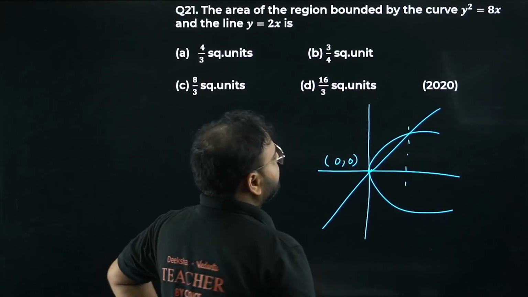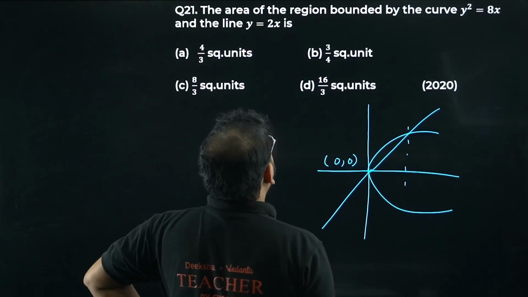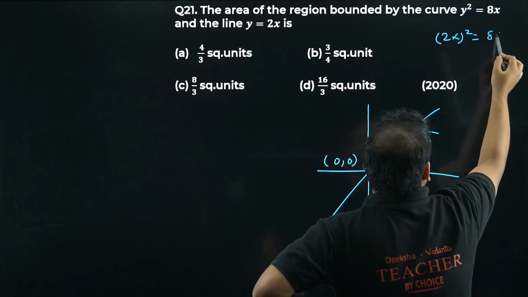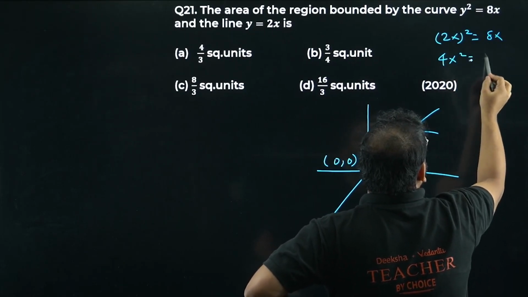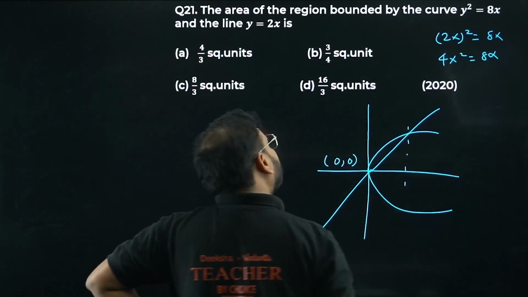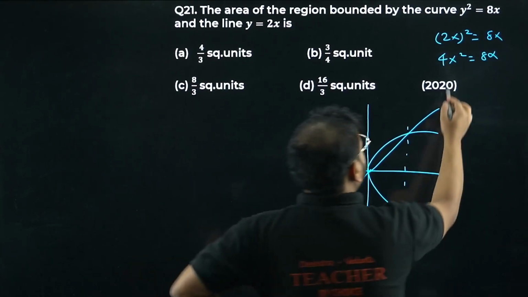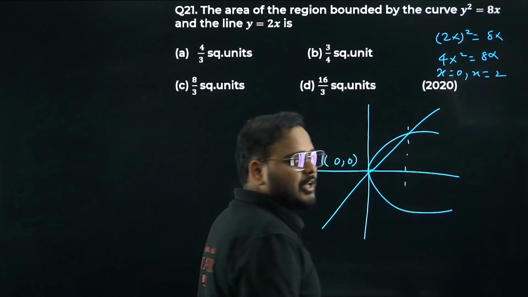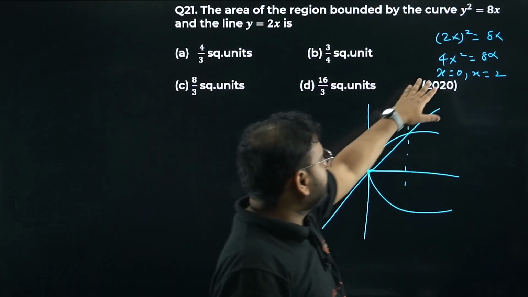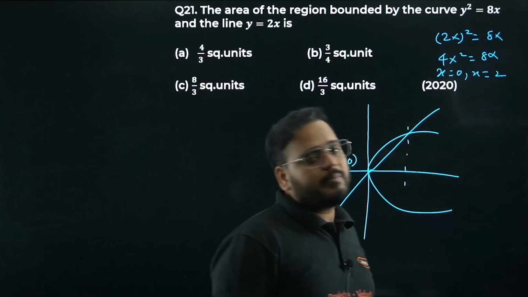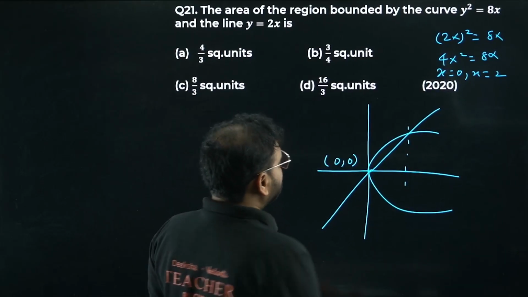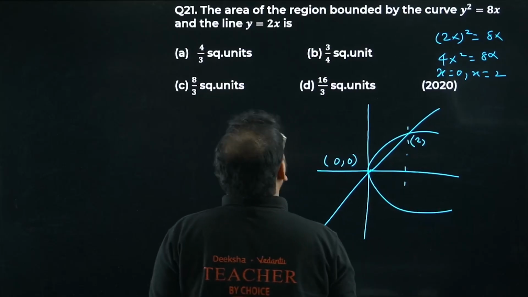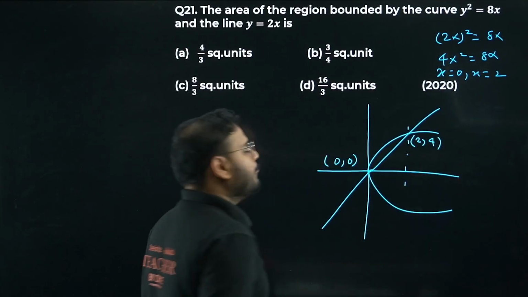So this point, if you look at very carefully, put this value over there. You're going to get 2x the square equals to 8x. So I get 4x square equals to 8x. It means x has to be equal to 2, right? X is 0 and x is 2. Please check from here. When you put x as 0, it will become both sides equal. When you put x as 2, it will become 4 into 4, so 16. 8 into 2 will be again 16. So this point is 2 comma 4. 2 comma 4 is the other point.